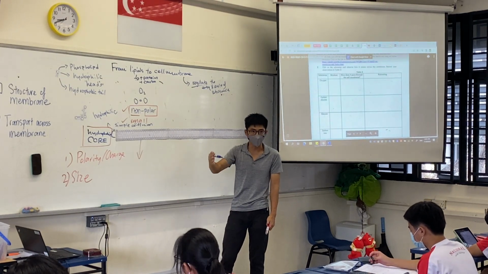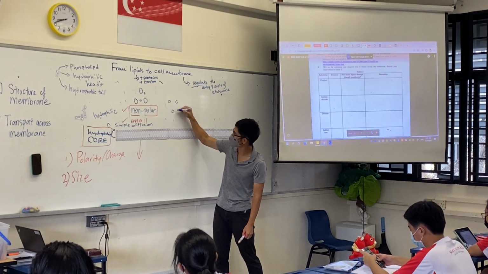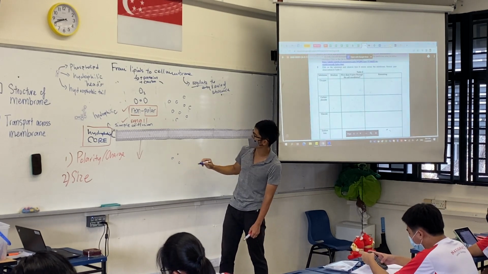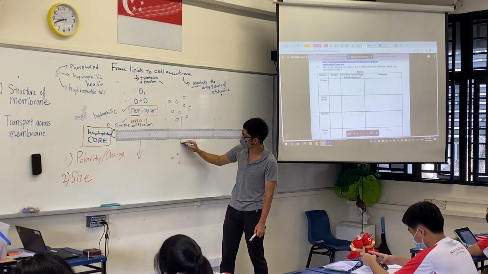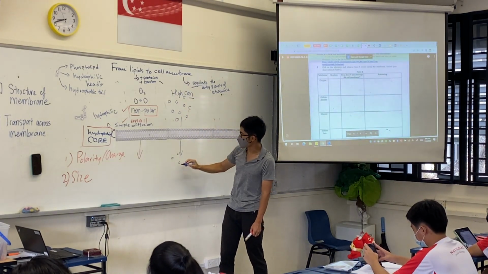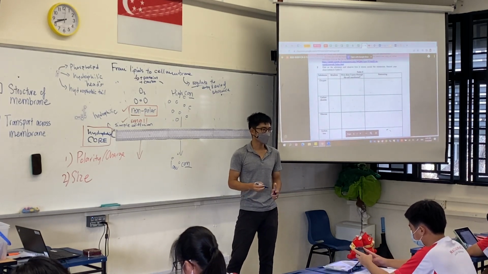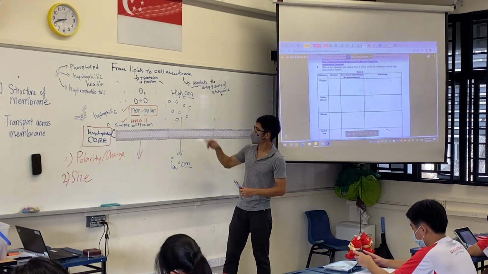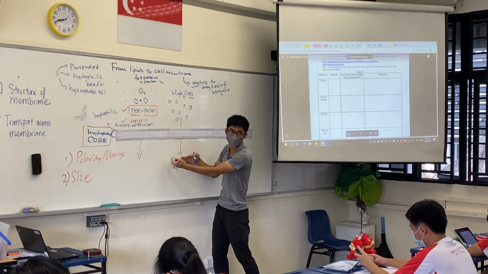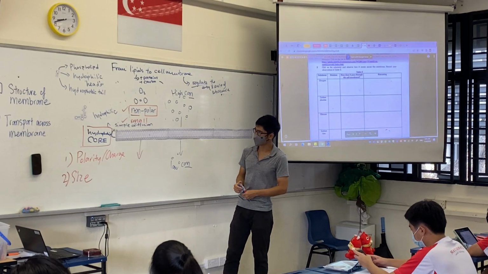For those that don't know what diffusion means, a quick recap. Diffusion is the idea of things moving from an area of high concentration to an area of low concentration. All these circles I'm drawing are just trying to show you that there's more of this thing here, less of it here. So it's moving from high to low concentration. That's what diffusion is.